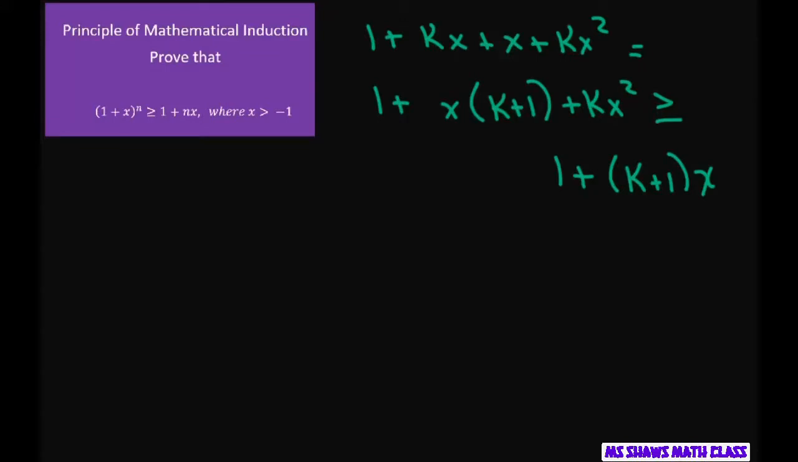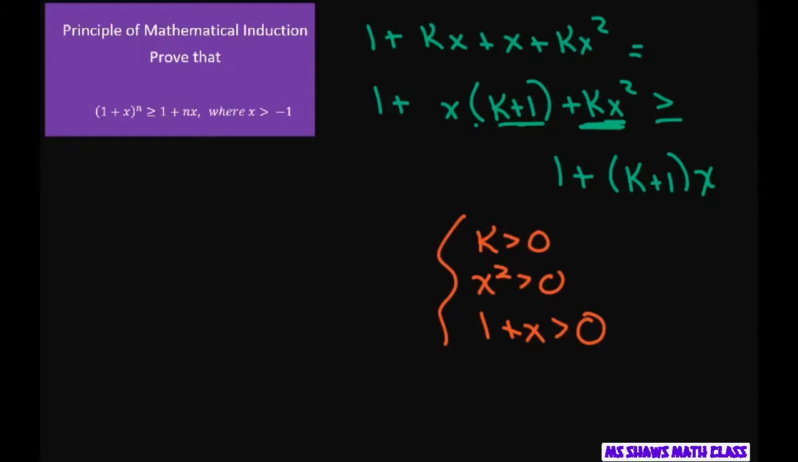All right, because you've got this x squared and you have this x here. So this is your extra part, the kx squared. And that's because k is positive, your x squared is also positive, and 1 plus x is positive. So given all that, this is true. So we did our proof.